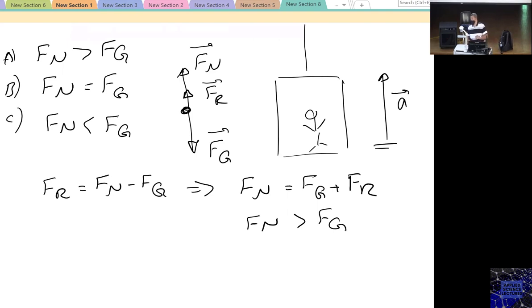Any question about the elevator problem? Yes, go ahead. The net force is always in the direction of the acceleration.